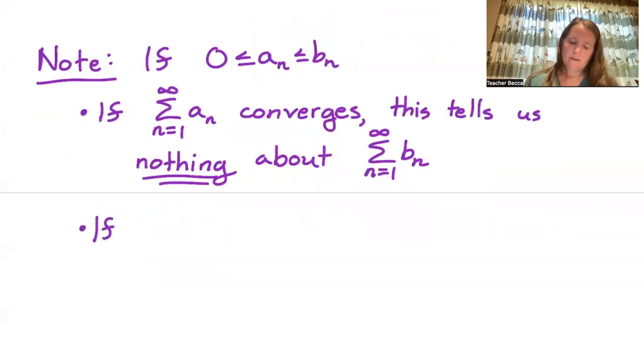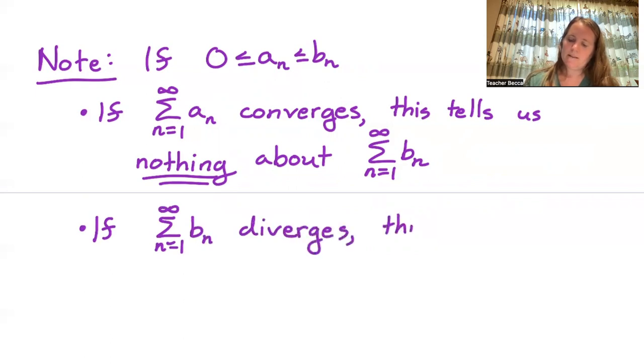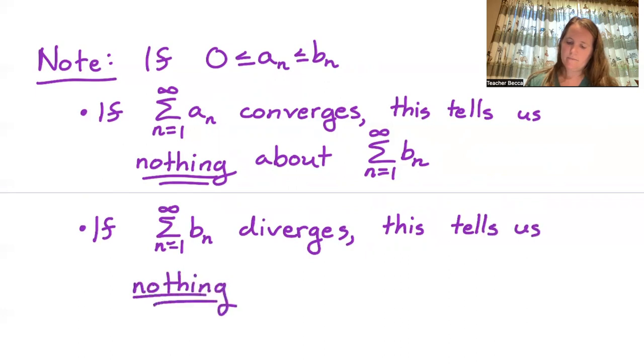Similarly, if the sum from n equals 1 to infinity of b sub n diverges, this tells us nothing about the sum from n equals 1 to infinity of b sub n. Sorry, about the sum from n equals 1 to infinity of a sub n.